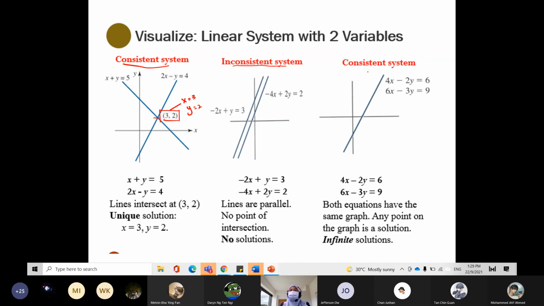Okay, so another example of the consistent system. Both of the equations overlap on the same graph. So meaning here, every point on the graph is a solution. So we call this one infinite solutions. There are many solutions.